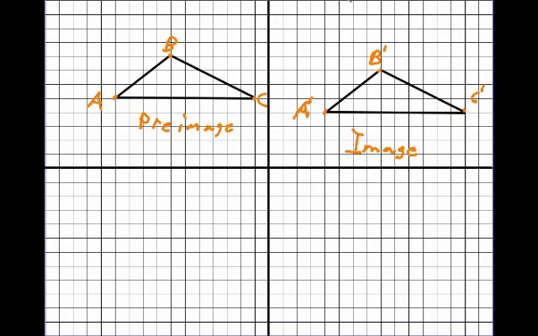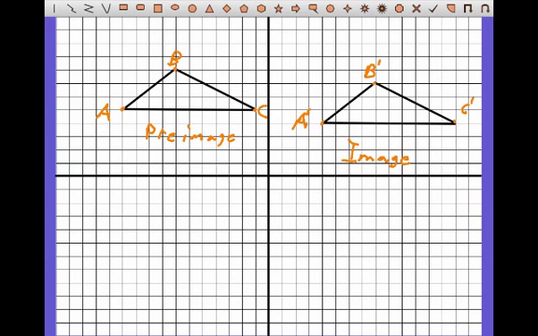You can always tell that it's a translation because I can draw a straight line. Let's make it a different color. Let's make it orange. I can draw a straight line from my original points to my new points. And there we go. All I did is I took this triangle and I slid it over to become this triangle. That's all a translation is.